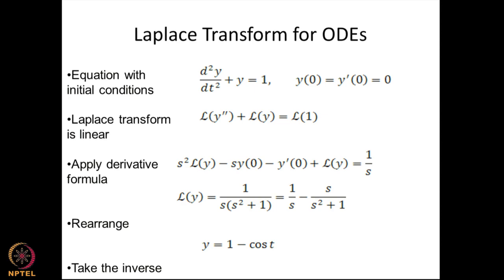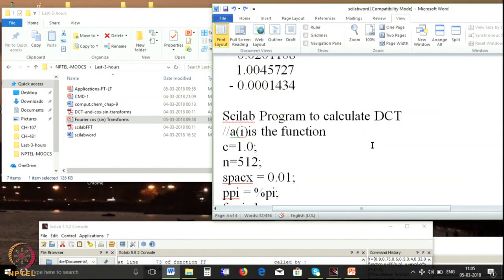So, this way you can use the Laplace transform as well as the Fourier transform, but our present aim now is to really use Scilab to calculate these Fourier transforms. So, here is my program. I am going to calculate what is called a DCT. DCT is the discrete cosine transform. What we discussed so far was continuous. What is the meaning of continuous? It takes all values between 0 and infinity. For a discrete Fourier transform, we take only discrete points.